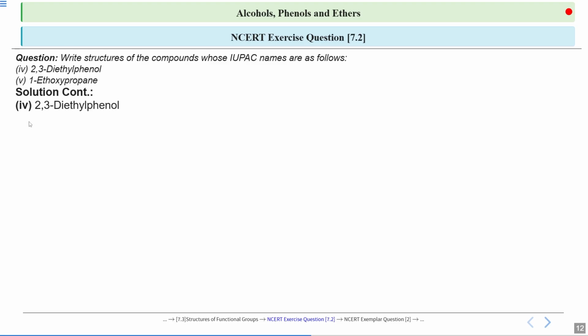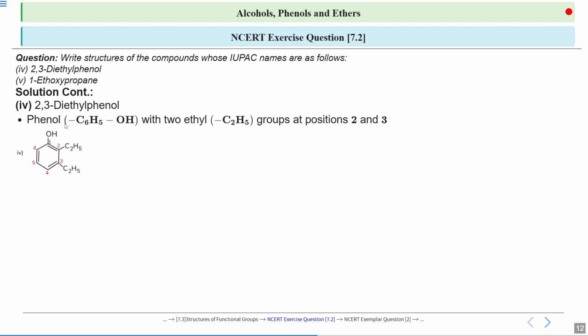Now for the fourth compound, 2,3-diethyl phenol. Phenol, which is C6H5OH, will be our parent chain, you can say. Now an ethyl group is present as a substituent on it, that is the C2H5 group, at the second carbon and the third carbon. So we have this phenol, and at the second carbon we have ethyl, and at the third carbon we have ethyl. So we got the 2,3-diethyl phenol structure.